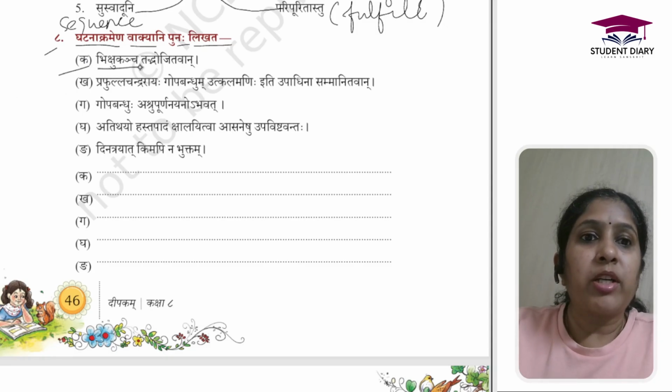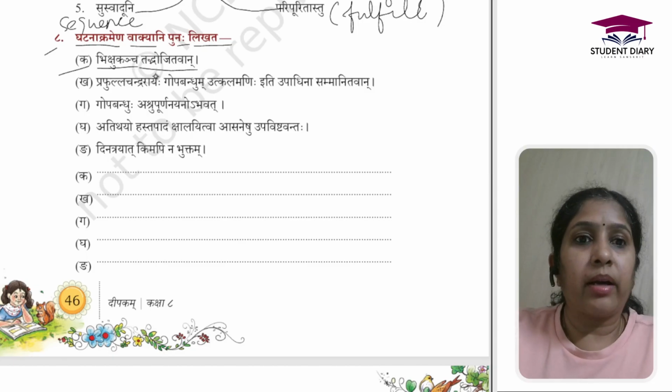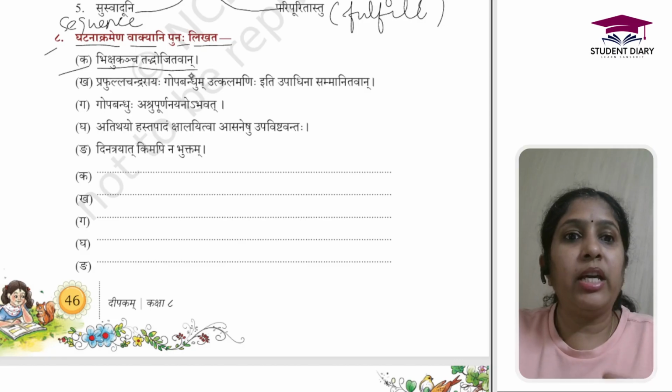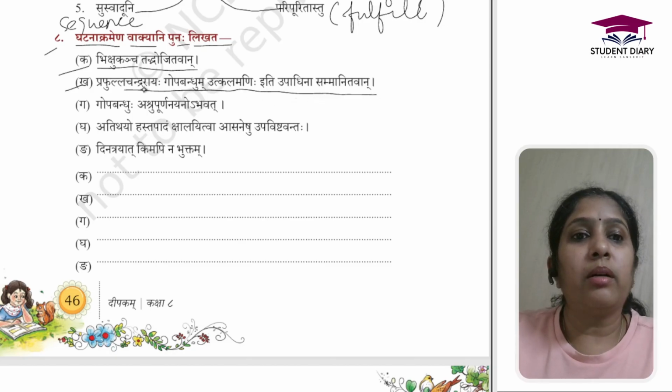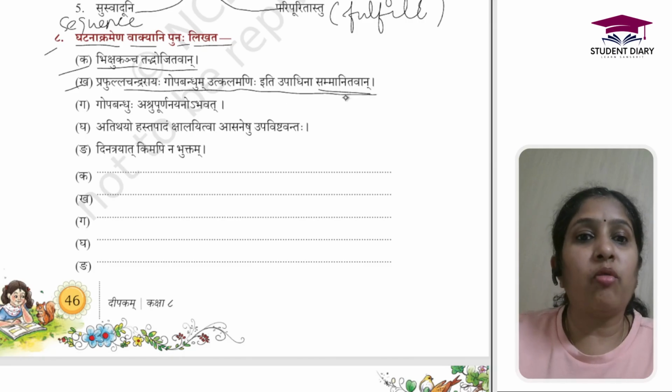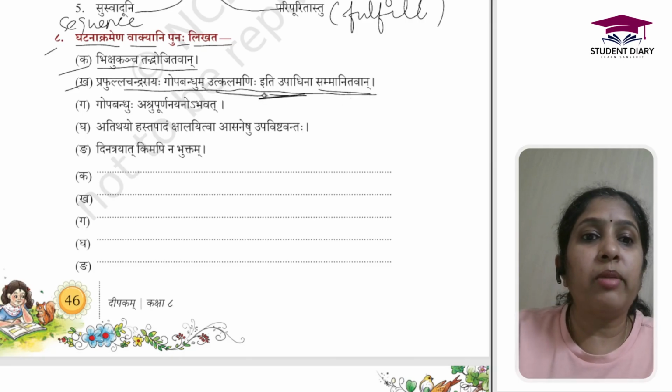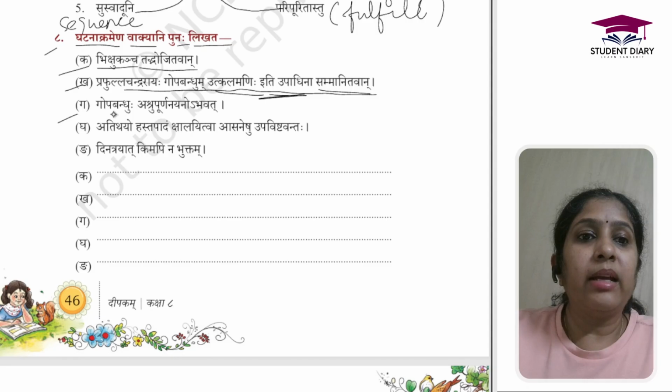First sentence, bhikshukam cha tat bhojitvan. So bhikshukam cha means and to the beggar that fed, right? That food was fed, right? He fed the food to the beggar. Then Praful Chandra Roy Gopbandhum Utkal Manihi iti upadhina sammanitvan. So this Praful Chandra Roy, he was a scientist and a teacher, right? He actually awarded the title of Utkal Mani to Gopbandhu. Then Gopbandhuh Ashru Purna Nayanaha Abhavat.